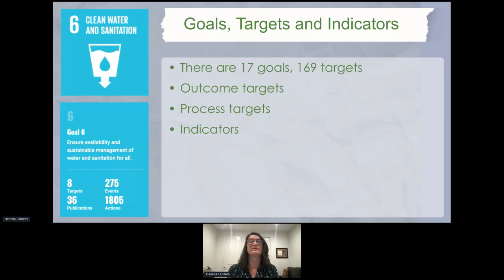And then on top of it, there are indicators. The indicators are specifically, how do we measure? What is it exactly that we're talking about? If you look at this example, clean water and sanitation, we would like clean water and sanitation on our planet. But then when you look a little bit deeper, it says ensure availability and sustainable management of water and sanitation for all. So we got a little bit more detail, and we can get more and more detail as we dive into each of these topics.